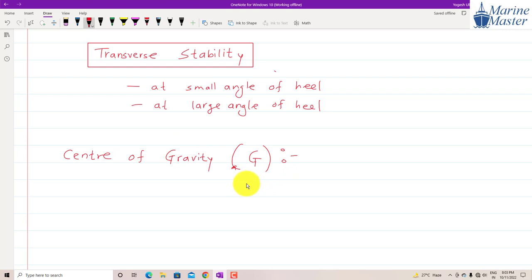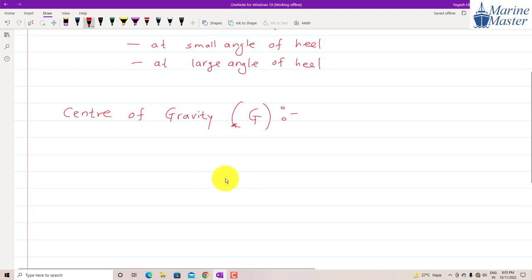Now what is meant by center of gravity? Very simple discussion, guys. Center of gravity is the point through which the weight of the object acts vertically downward. It is the point through which the weight of the objects acts vertically downward, guys.